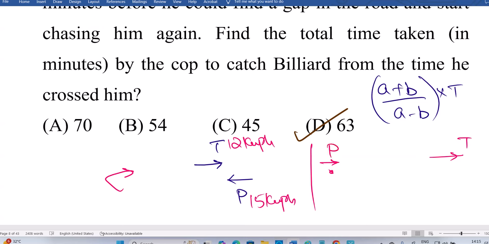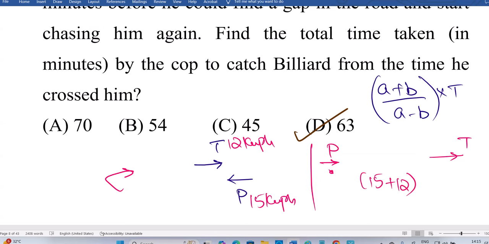What is the distance between these two now? 15 and 12, opposite direction. Speeds must be added. Distance is speed into time. What is the distance? Okay, speed 15 plus 12. Do you agree? Why plus 12? Opposite direction. How much time did both travel?